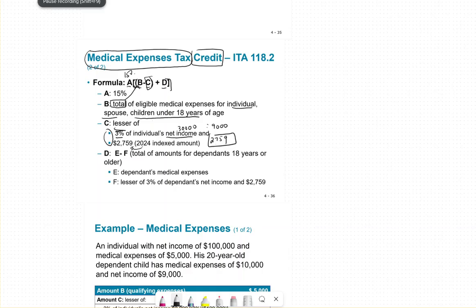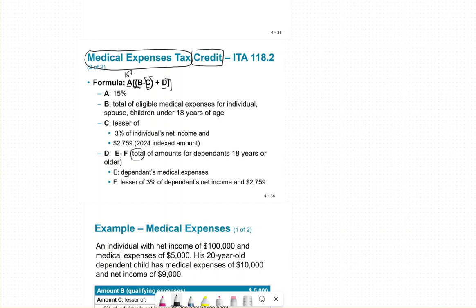And then what we're going to do is calculate your D. Your D is E minus the F. The total amount for dependents 18 or older. So this is where you look at your dependents that are 18 years or older. You're going to have some children that are under 18, and some of the dependents live under your roof but they're over the age of 18. So you're going to take the total amount for dependents 18 years or older.